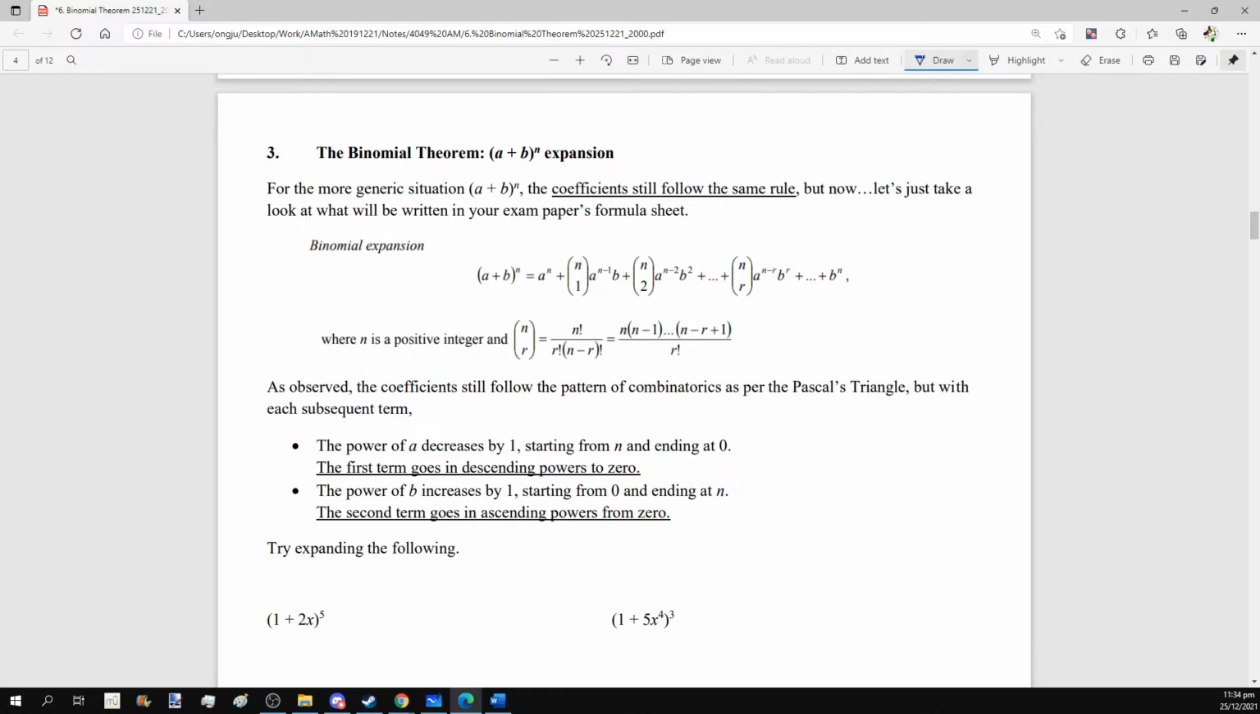Now, there is also a pattern in the first object A and the second object B, which is that A will start from n and decrease by 1 and go towards 0, whereas B will start from 0 and increase by 1 and go towards n. And of course, because of that, the total of the power is always going to add up to n, which makes sense because the original algebra in the bracket has a power of n as well.